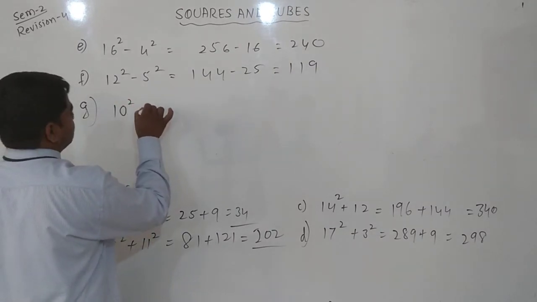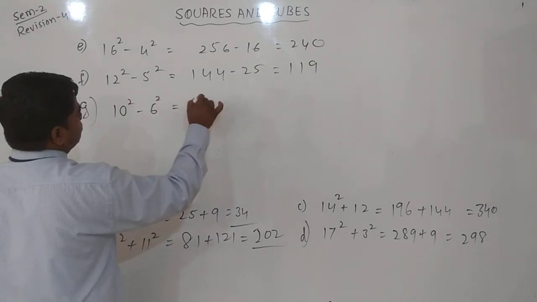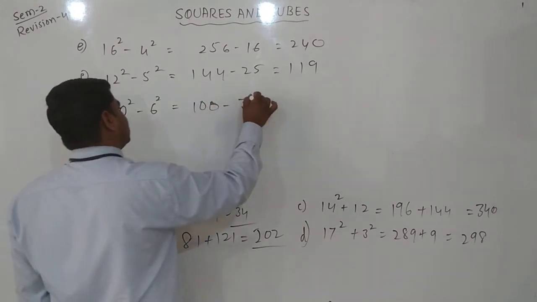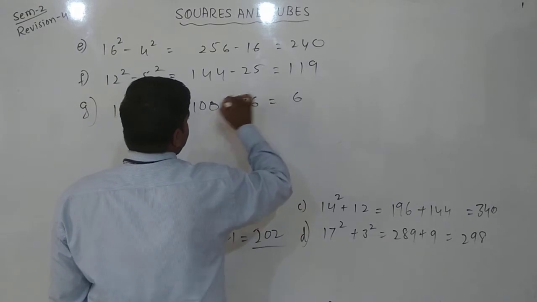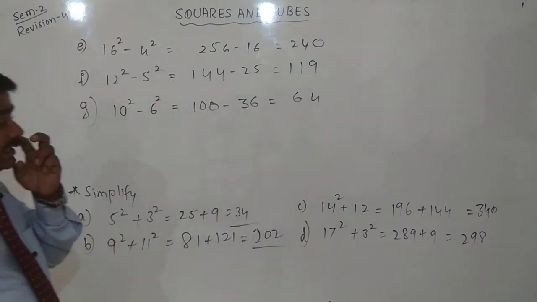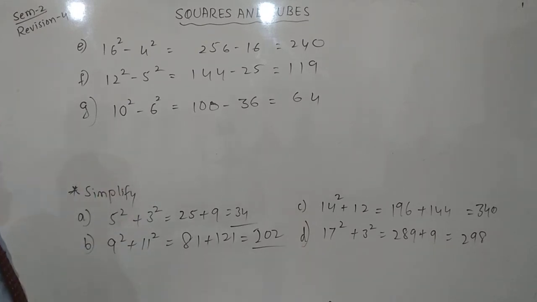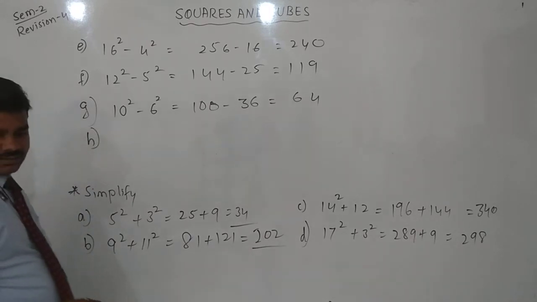10 square minus 6 square. 10 square is 100 minus 36. 10 minus 6 is 4. Then 9 minus 3 is 6. 1 minus, there is no number, so 64. Simple with subtraction or addition.